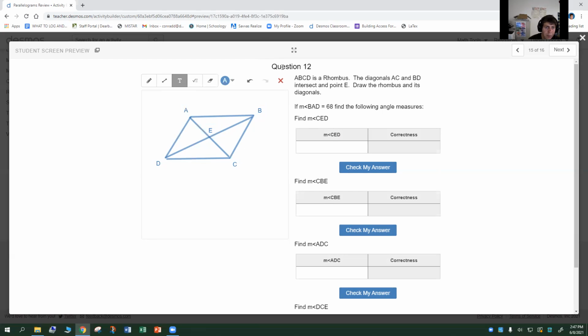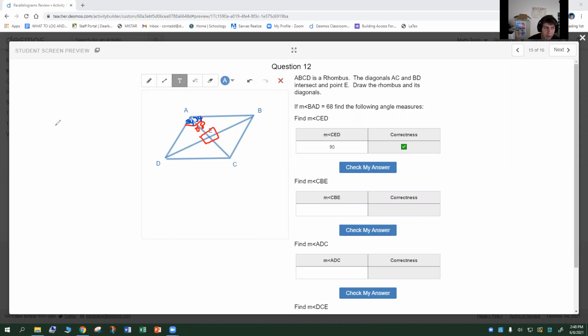Okay, if the measure of angle BAD, this whole angle here, is 68, find the following angles. So CED is a right angle, so the first thing you probably want to do is put your 90 degrees in the middle, right? It's a rhombus, so diagonals are perpendicular. So we have four 90-degree angles in the middle, including CED. Okay. And then let's split our 68 into two smaller pieces here. So 68 divided by 2 is going to be 34. So we know that this small angle here and this one here is also 34.